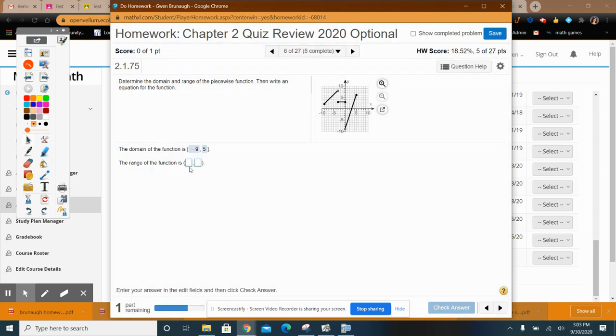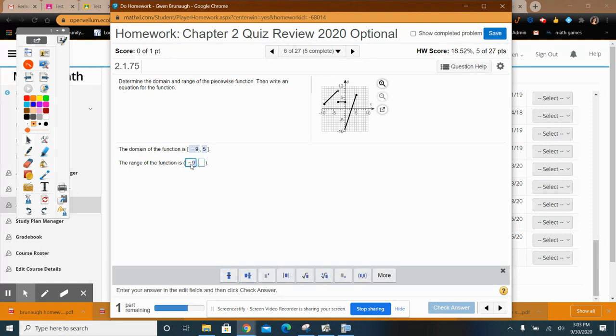The range is the down up. Notice they put a parenthesis there because the bottom number, -9, is an open circle, which means it can't be -9. And the very top value appears to be at 8. You can zoom in on these graphs if you need to.